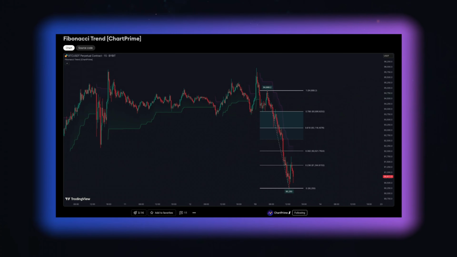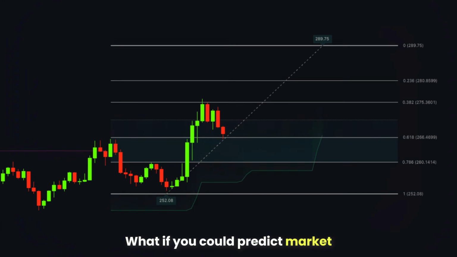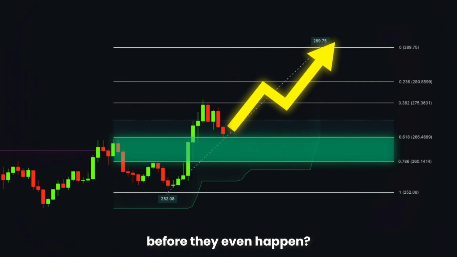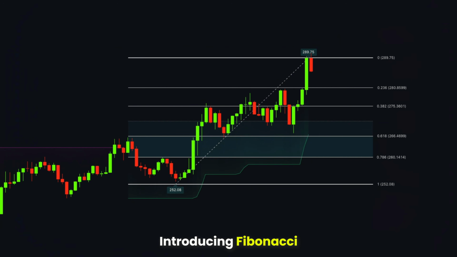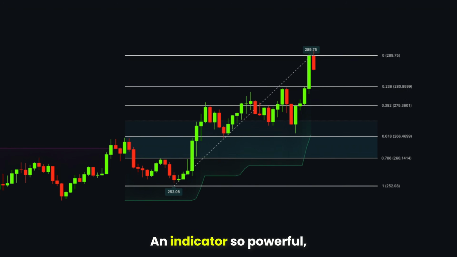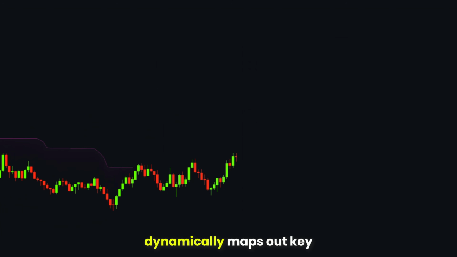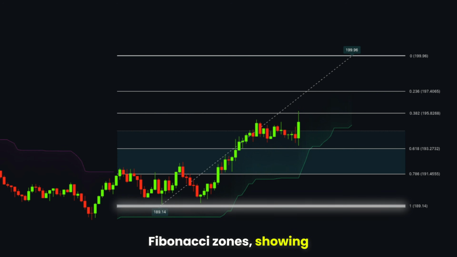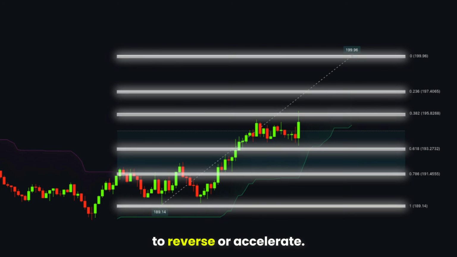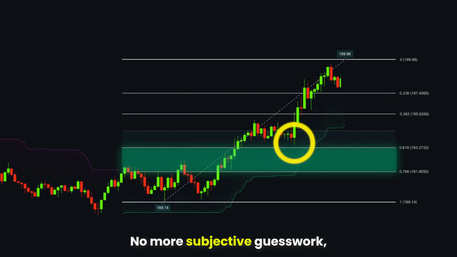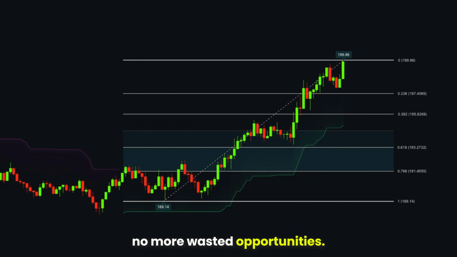Next up on my list is the Fibonacci Trend Indicator by Chart Prime. What if you could predict market reversals with laser precision before they even happen? Introducing Fibonacci Trend by Chart Prime, an indicator so powerful, so eerily accurate, that it feels like you're bending the market to your will. This powerful indicator dynamically maps out key Fibonacci zones, showing exactly where price is likely to reverse or accelerate. No more subjective guesswork, no more wasted opportunities.